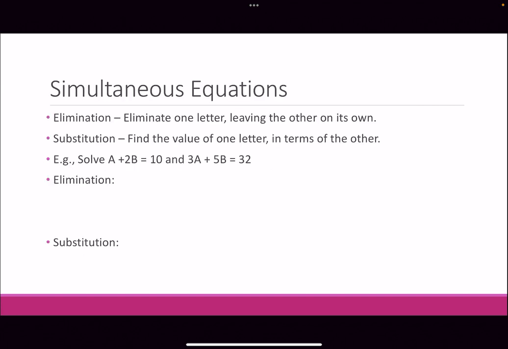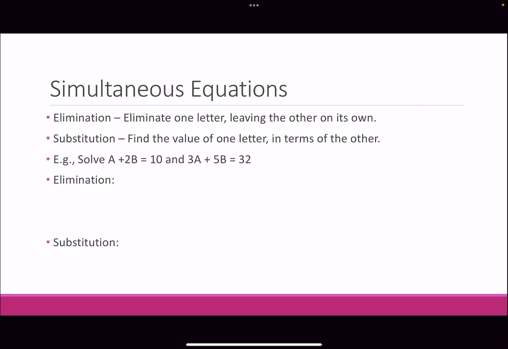Also, simultaneous equations. We've gone over this a few times, but some people might still be confused. Simultaneous equations are what we use when we have two or more equations and two or more pronumerals or unknowns that we want to find. There are two methods we can use: one is elimination, one is substitution. Elimination is getting rid of one letter in order to find the other on its own.